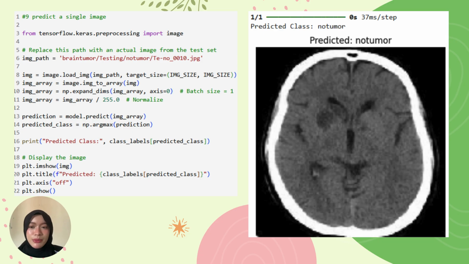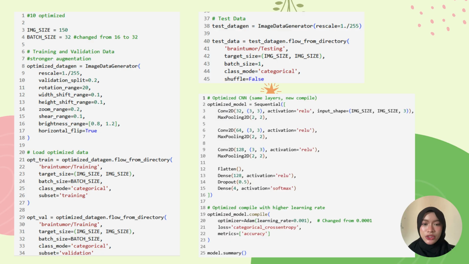Then, we use model predict to get a probability score for each of the 4 classes, and we take the class with the highest probability. So here, the model correctly predicted no tumor. So this test shows that our model isn't just good at batch predictions, it can also make confident decisions on individual cases.